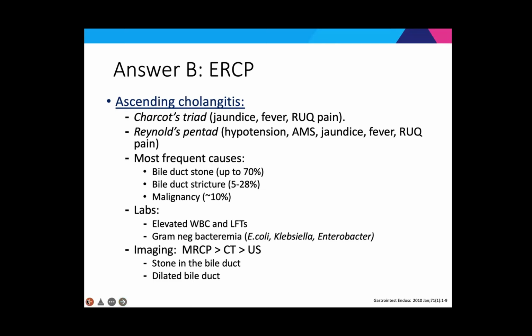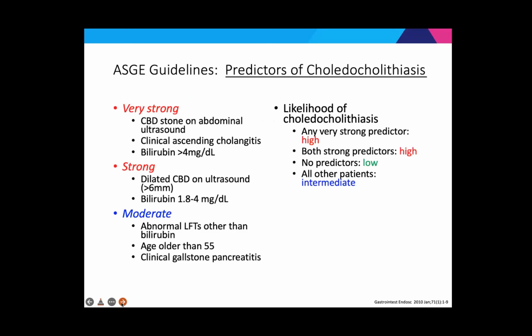So why is the answer C, ERCP, and not MRCP? It's because we have clinical guidelines to show us when to perform an ERCP without further imaging. According to the ASGE guidelines, here are the very strong predictors for choledocholithiasis: definitely seeing a stone on the ultrasound in the CBD, cholangitis, or a bilirubin greater than 4. If you have any one of these, your likelihood of choledocholithiasis is very high, and they recommend that you proceed to ERCP.